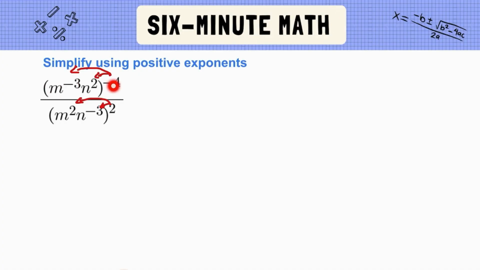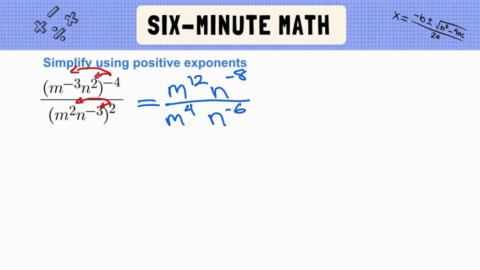M to the power of 3 to the power of negative 4, I would multiply those exponents together for m to the power of 12. And then I would do the same for n. 2 times negative 4 is n to the negative 8. That will be all over 2 times 2 is 4. So that's m to the 4. And negative 3 times 2 is negative 6.